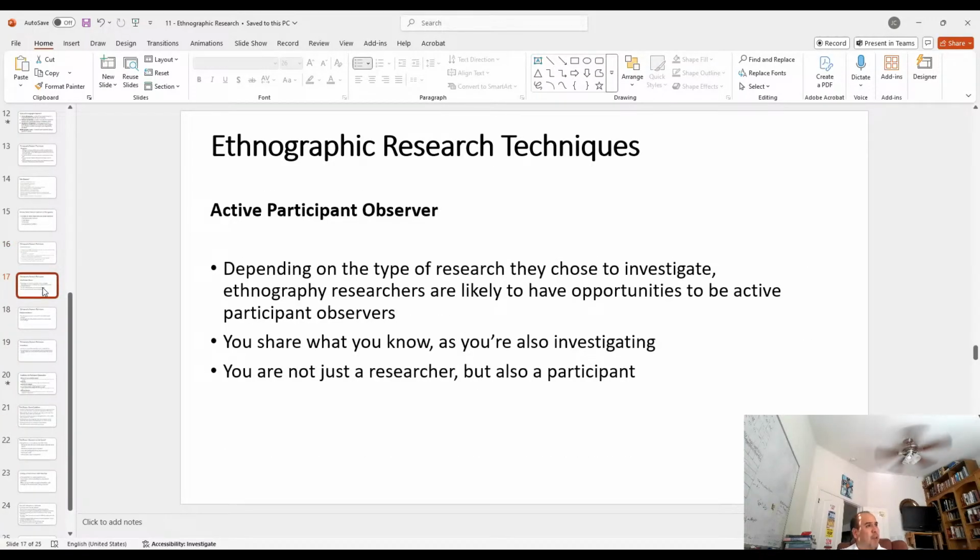Then you have active participant observer. This depends on the type of research that you choose to investigate. You're likely to have opportunities to be an active participant. So say you're like in a high school and they're teaching algebra that day, and maybe the teacher is teaching something that she doesn't have a lot of experience teaching, because after all, maybe the teacher didn't study math, right?